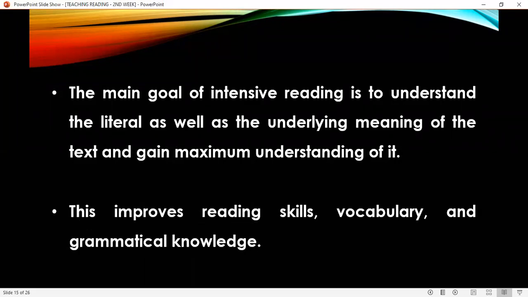This improves reading skills, vocabulary too, and grammatical knowledge. This is similar to the extensive one, right? So you can improve your reading skills, your vocabulary. Here it's more in detail because you are going to look up the words you don't know, all right? And some grammatical knowledge because you are going to analyze the composition of the structure of the sentences, all right? So that's why he says that we are going to improve in students these skills, no? The vocabulary and grammatical knowledge.